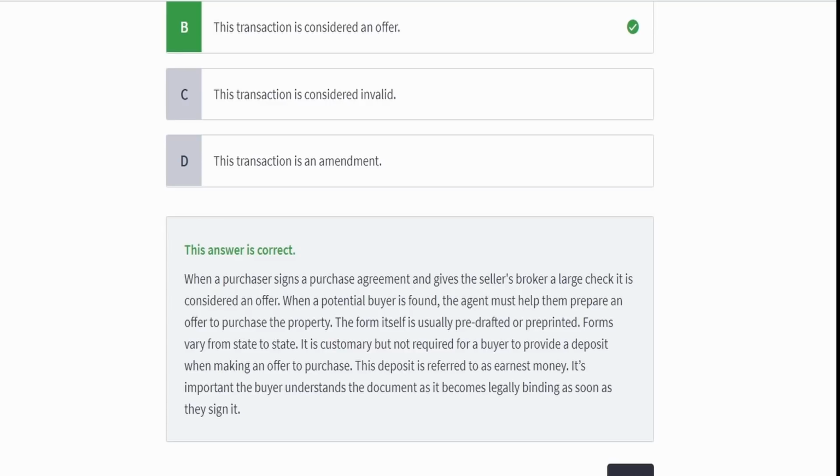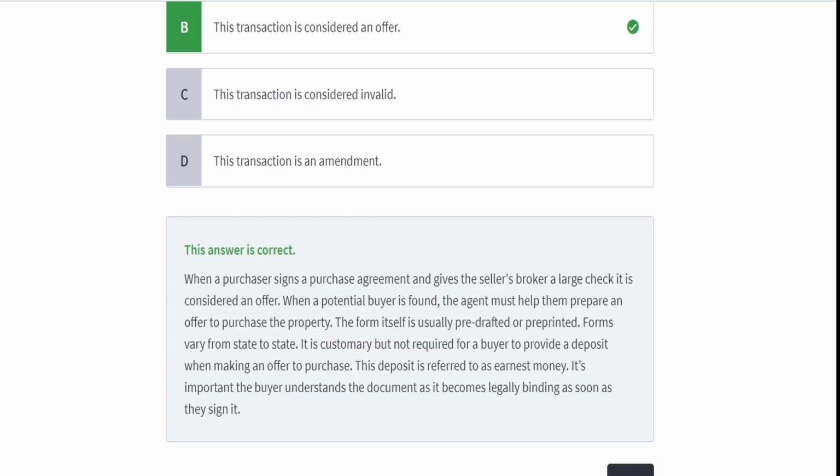When a potential buyer is found, the agent must help them prepare an offer to purchase the property. The form itself is usually pre-drafted or pre-printed, and obviously forms vary from state to state, but it is customary but not required for a buyer to provide a deposit when making an offer to purchase. This deposit is referred to as earnest money, which we talked a little bit about in the last video. So it's important that the buyer understands the document, as it becomes legally binding as soon as they sign it.